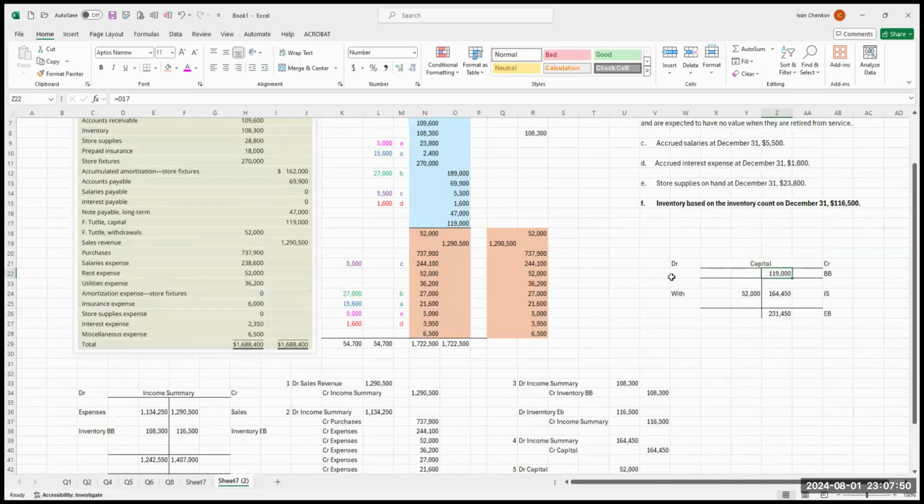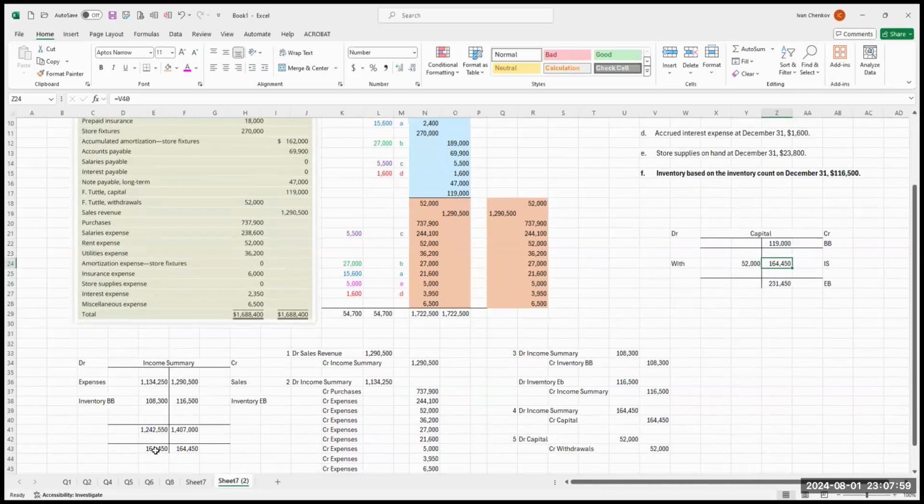Now we have to check the capital account. Beginning balance is the beginning balance. Credit is what comes from the income summary, here from this entry, capital. Debit is what we put from the withdrawals, and our balance, the owner's balance, is 231,450.